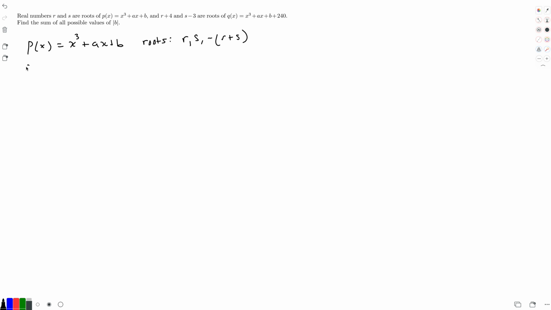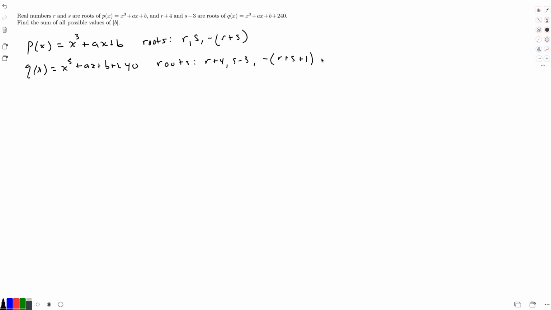Now let's go on to q(x). Remember, same thing, p(x) plus 240. The roots are, remember, r plus 4, s minus 3. By Vieta, the sum is 0, therefore the third root is negative (r plus s plus 1).